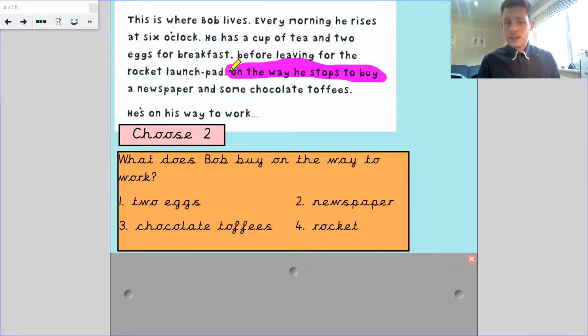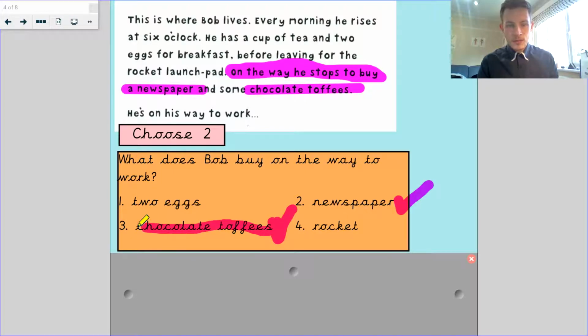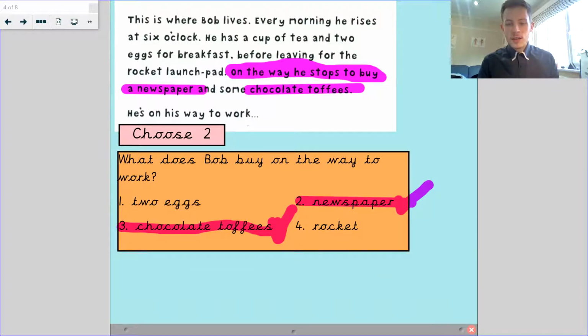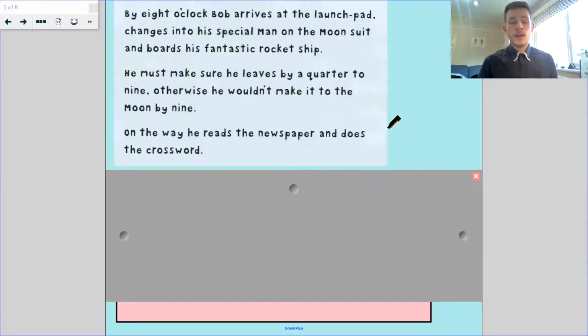So let's have a think. A newspaper, so that's this one, tick, and some chocolate toffees, that's this one, tick. So my answer is going to be 3 and 2. So let's check. Oh, my answer's not down there, but I can tell you the answer is question number 3 and question number 2, because that's the answer, or answer number 2 and answer number 3, because those are the 2 things that he says he's on his way to work to buy.